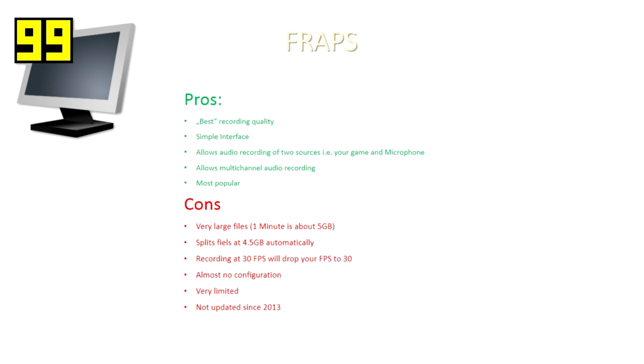A problem about Fraps is that you have very large files after you record. For example, 1 minute is about 5 GB. It also splits files at 4.5 GB automatically. So if you are recording and your file is larger than 4.5 GB, you will automatically have two record files. Also, Fraps will always record at 30 FPS. So if you have a high amount of frames per second, Fraps will always drop that down to 30 FPS.